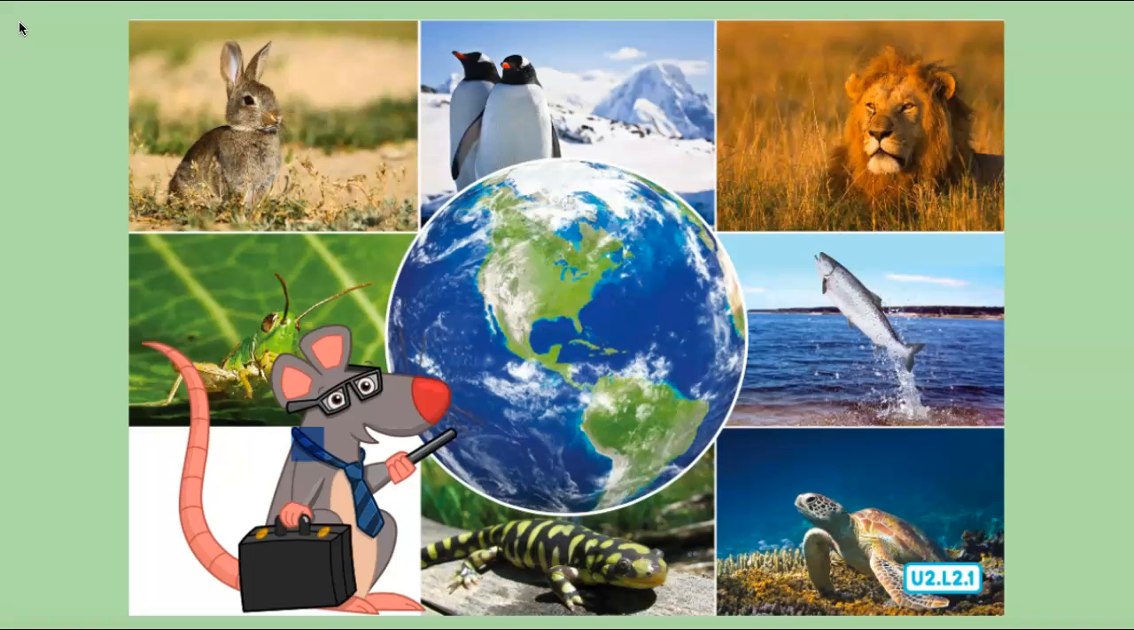But before I do that, I'd like to tell you a little about how scientists understand animals. Think about all of the different types of animals on Earth. Grasshoppers, penguins, rabbits, lions, salmon, turtles, and salamanders are just a few. What other animals can you name? Wow, you know lots of animals. How do you tell them apart? How do you recognize or identify them?